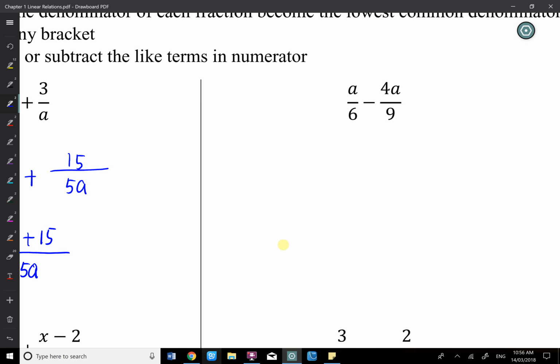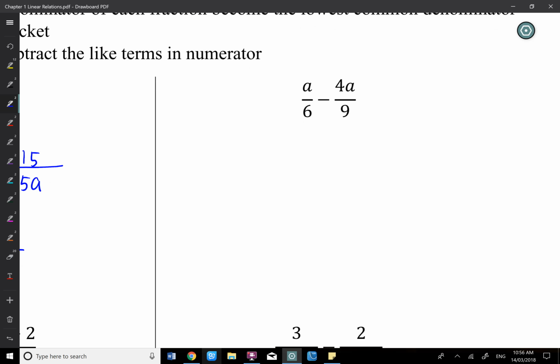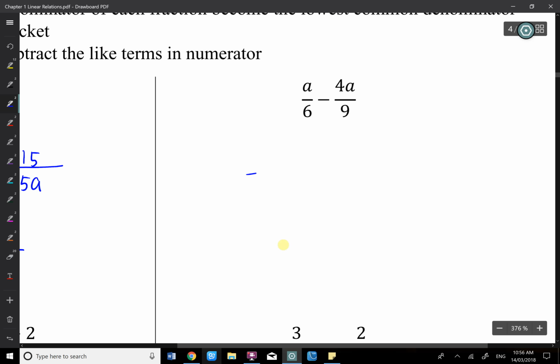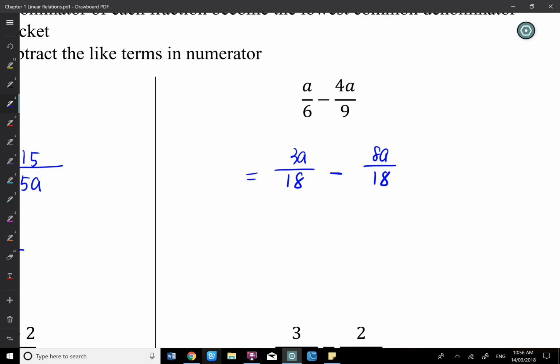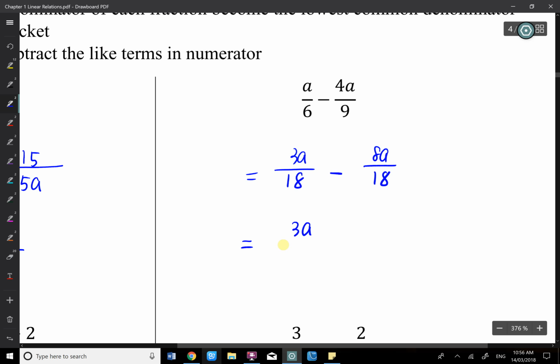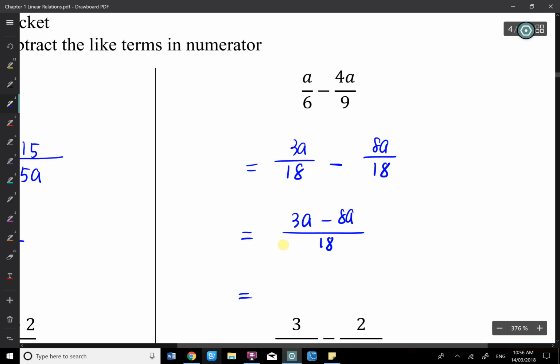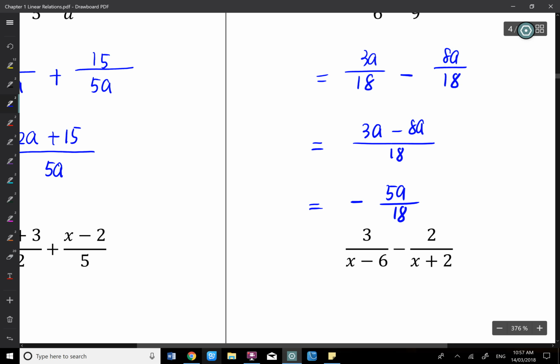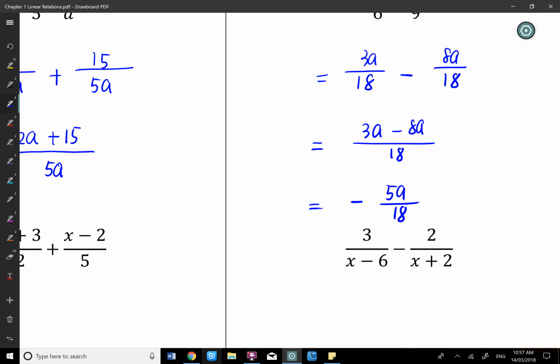Second one, 6 and 9. What's the common denominator? 18. Okay, 18 is the common denominator. So it's 3a over 18, times 3 on top and bottom, minus 8a over 18, times 2 on both top and bottom. So you will have 3a minus 8a over 18. That's minus 5a over 18.